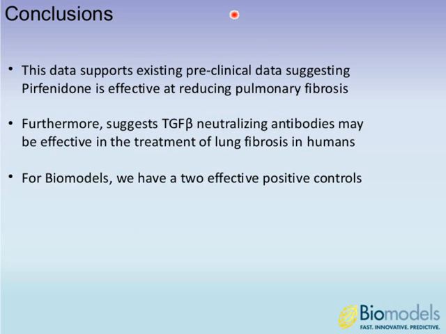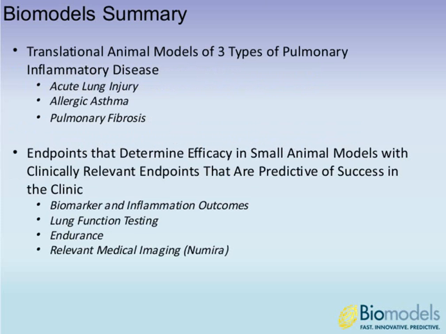And this data really supports the existing preclinical or clinical data suggesting pirfenidone is effective at reducing pulmonary fibrosis. Furthermore, this might suggest that a TGF-beta neutralizing antibody may be effective in the treatment of lung fibrosis in humans. And I think that is actually in phase 1 currently. In terms of biomodels, we do have 2 very effective positive controls in this animal model.